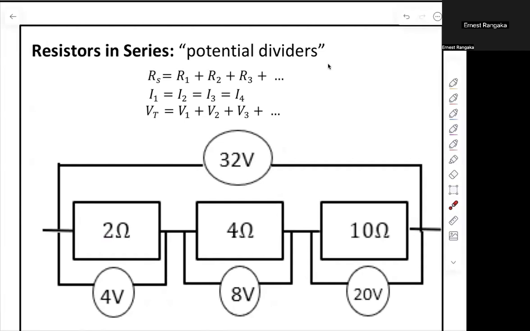Okay. Now, what about the current when resistors are in series? The current when resistors are in series will be the same. So the current through the 10 ohm is the same current through the 4 ohm, the same current through the 2 ohm. So current remains the same in series, but my voltage is going to split, right? And what we can see there, my V total is equal to V1 plus V2 plus V3.